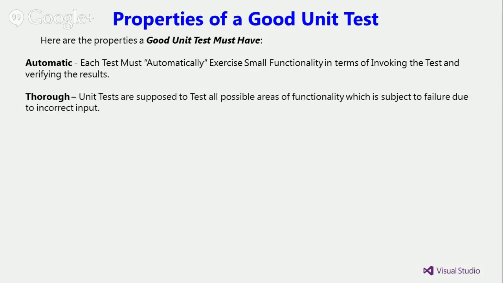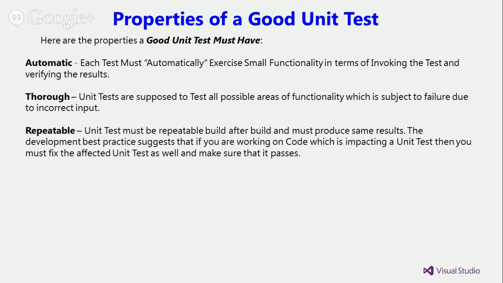Now, another thing is your tests have to be thorough. By thorough I do not mean that you go end to end or you start touching other functionality. Thorough means you need to test all the possible areas of functionality which are subject to failure due to incorrect input or some unforeseen conditions. Let's say in some scenario it can throw an exception or something can go wrong. So assume those things and then you proactively design it.